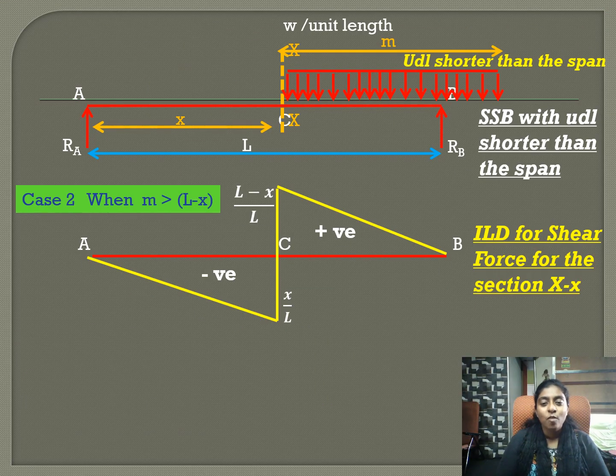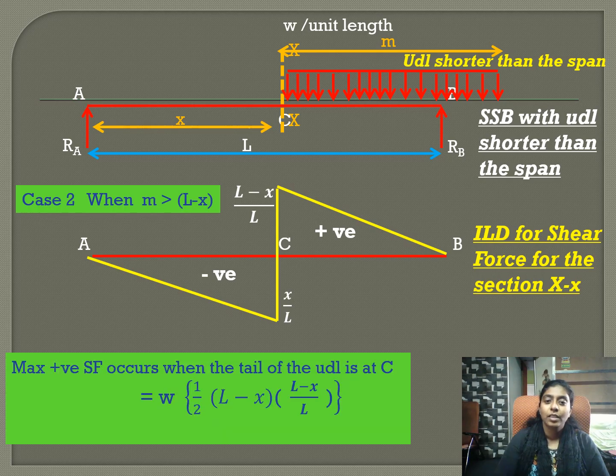Same way, for positive shear force, when M is greater than L minus X, the load lies on the complete span of the beam. So we get the area under the load will be a triangle, half into base into height.